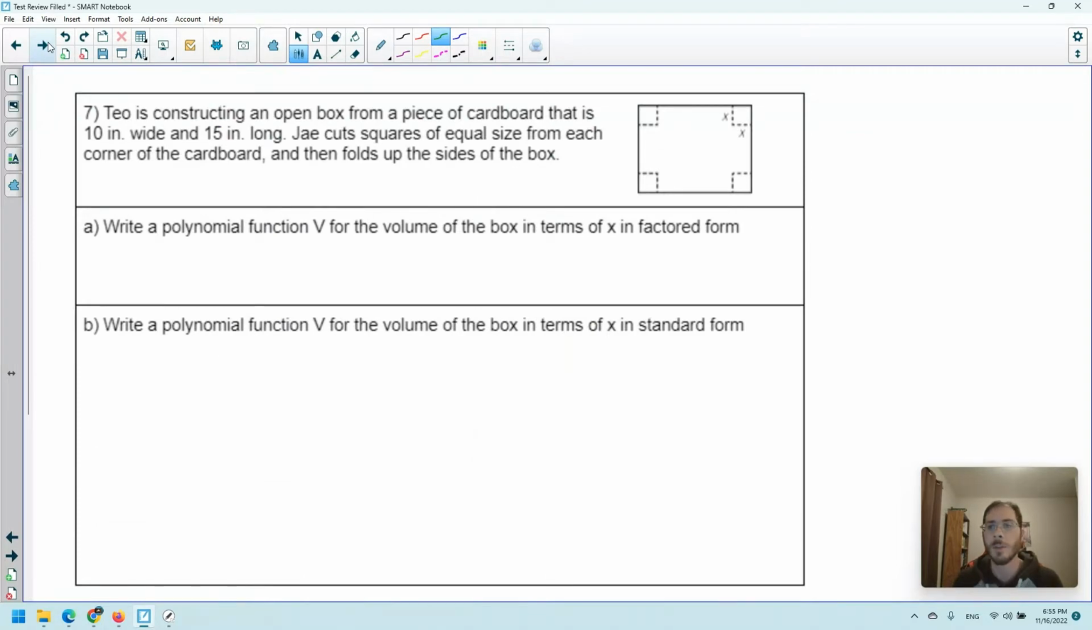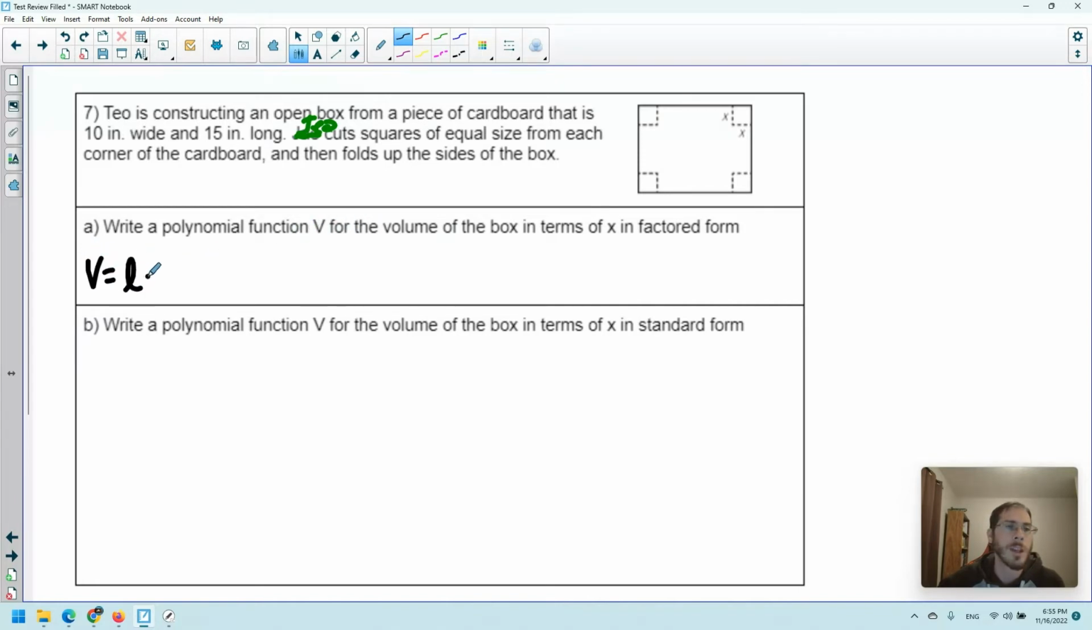Number 7, we got the box again. So Teo's constructing another box. This time it's 10 inches wide, 15 inches long. I don't know why it says J here, but Teo cut squares of equal size from each corner of the cardboard and then folds up the sides of the box. Write the following function v for the volume in terms of x in factored form.